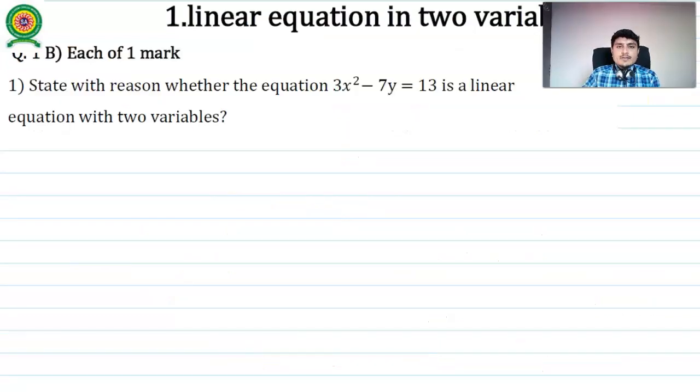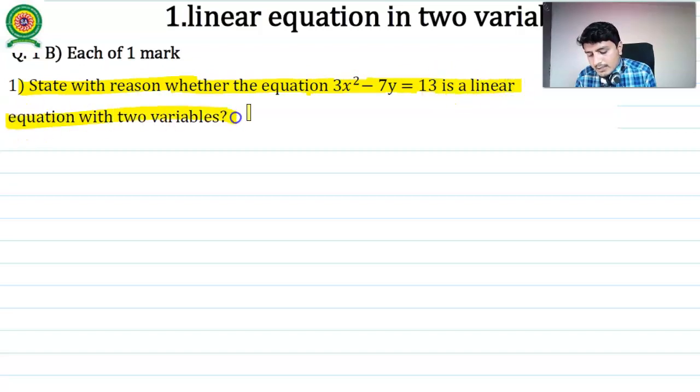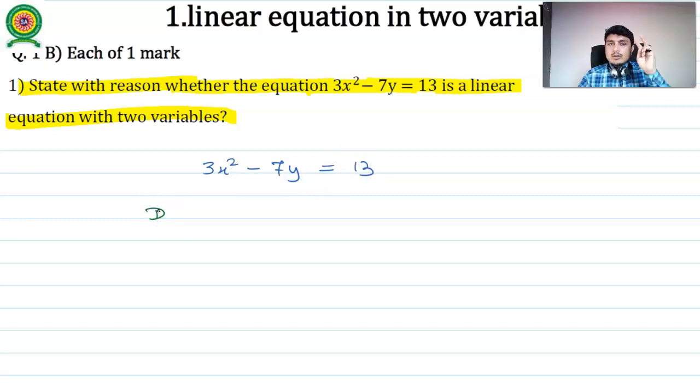Now we are going to discuss 1 mark questions asked in the question first B. We have the first question: state with reason whether the equation 3x squared minus 7y equals 13 is a linear equation with two variables or not. So we have the equation of the form 3x squared minus 7y equals 13. There are two variables, no doubt, x and y.